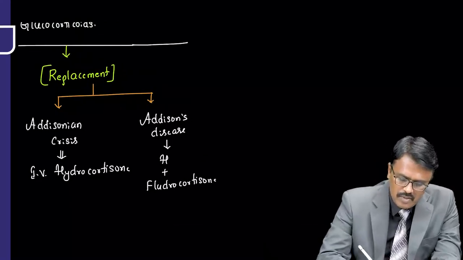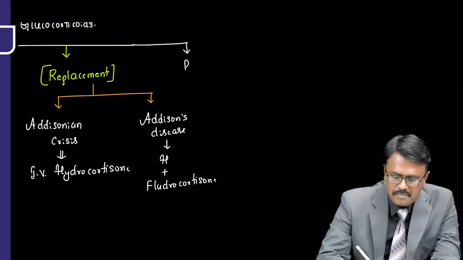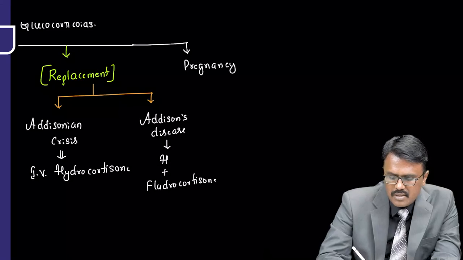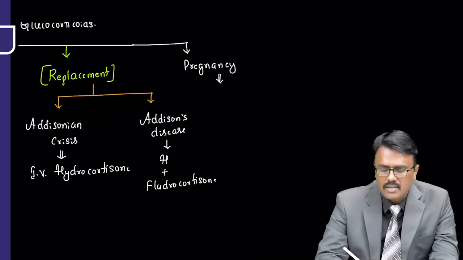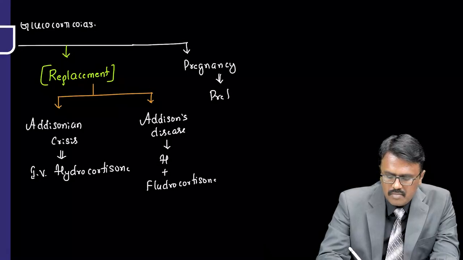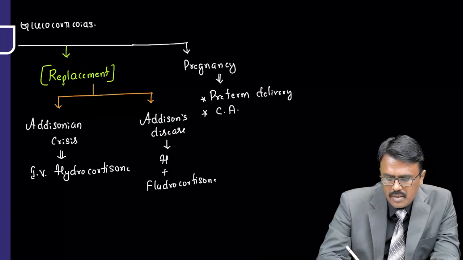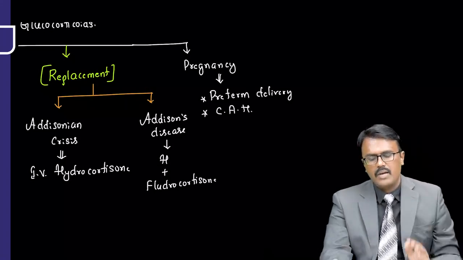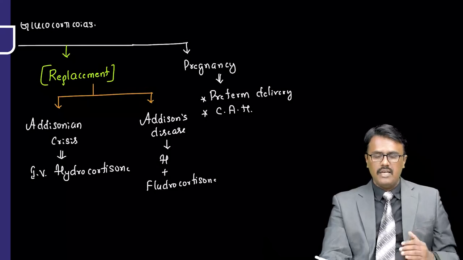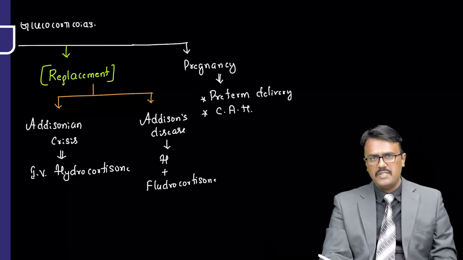The third important use is in pregnancy. I just told you that in pregnancy we use it in a condition that is preterm delivery, and one more is congenital adrenal hyperplasia. So in a pregnant woman we use it in preterm delivery as well as congenital adrenal hyperplasia.